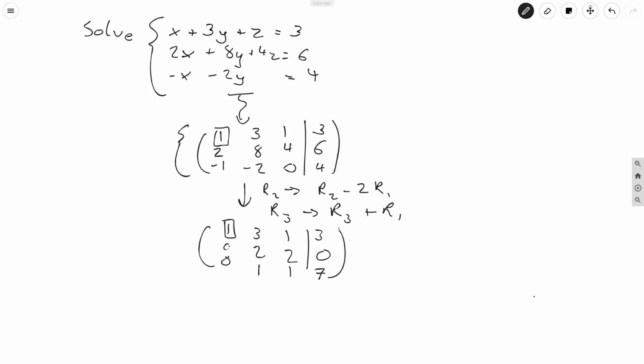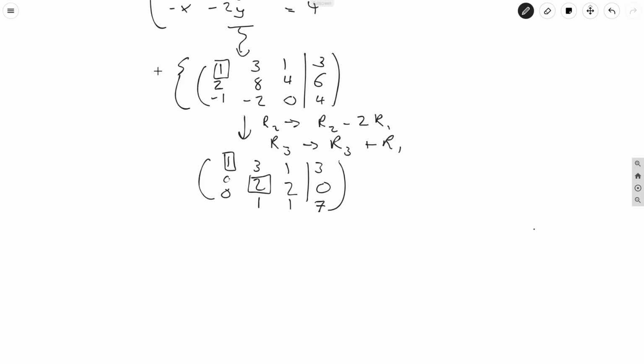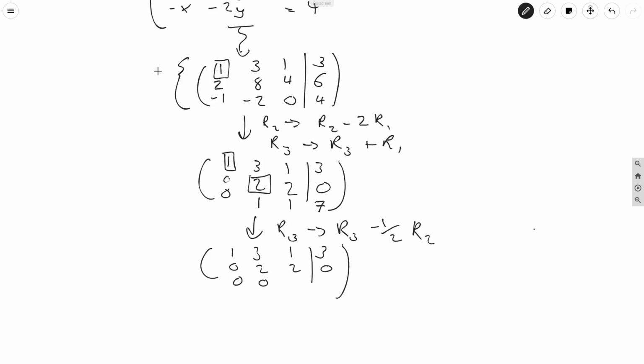Now we put our pivot around this block here. What we're going to do is row 3 minus a half row 2. So we're multiplying row 2 by a half to make it 0, 1, 1, 0, and we're going to subtract it off of 0, 1, 1, 7. What we're going to end up with is 1, 3, 1, 3, 0, 2, 2, 0. Notice that I could replace this with 0, 1, 1, 0 if I wanted to. But this last row is going to become 0, 0, 0, 7. And now you might see what's going wrong.